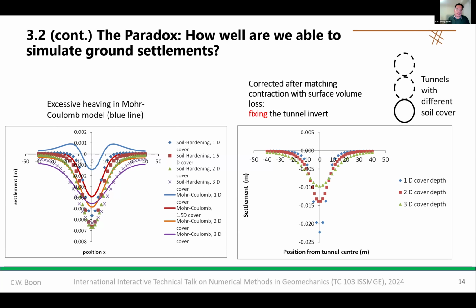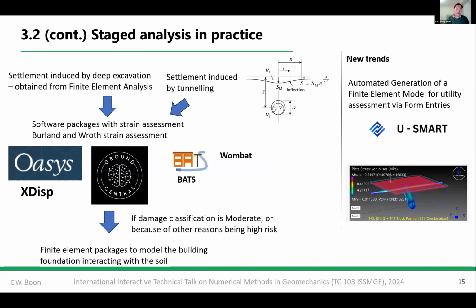Professor John Berlin similarly said in one of his presentations that the finite element model is particularly sensitive to many parameters, but field observations in reality are relatively insensitive. So when solving greenfield problems like that, it may be more efficient to first decouple the problem, run an analytical solution first, then check the strain of the building, and if the damage classification is moderate, only then move on to more sophisticated finite element packages to model the building foundation with the loading interacting with the soil.